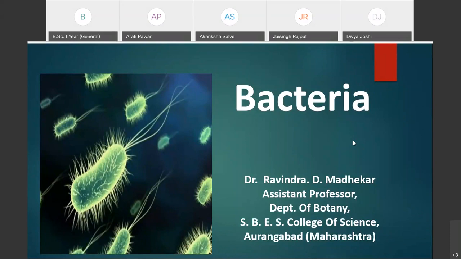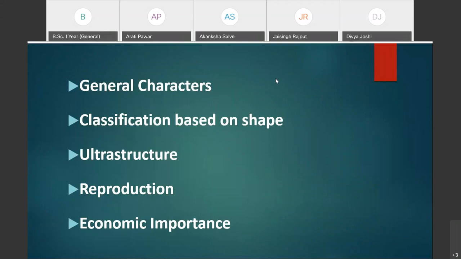Here are the learning objectives, or the topics which we have to discuss in this chapter. First of all, we are going to discuss the general characters of the bacteria. Then the classification based on the shape, then ultrastructure of the bacteria, reproduction in the bacteria, and lastly, the economic importance. These are the topics of discussion in bacteria as per our syllabus, which is prescribed by our unit.